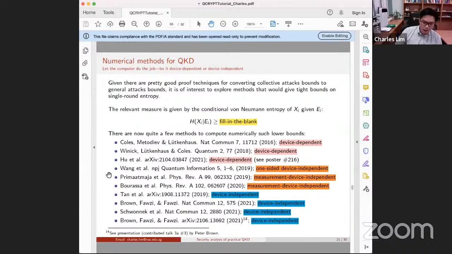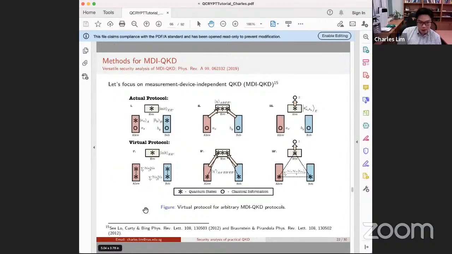Then even more recently, there are two parallel efforts. One is from Peter Brown and Fuzzy, who found a very nice way to lower bound the conditional von Neumann entropy of X given E in the device-independent setting. And that's what we have done as well. I think Ernest will also talk about this later on. You can look at the presentation by Peter Brown, I think it's 3A, talk number 3. Okay, let me quickly move on to MDI.